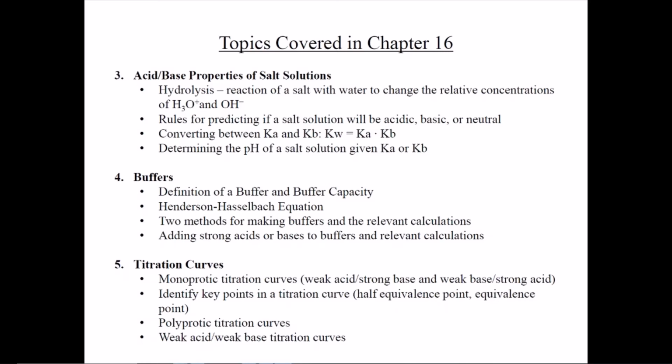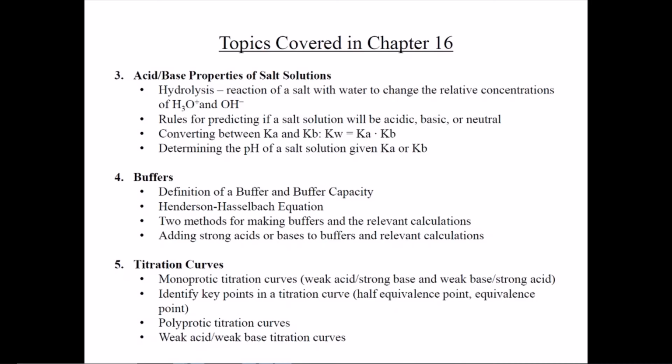Then we go into the next major section, which is buffers. And buffers are really important, both in terms of chemistry, but also in terms of biology. Almost everything in biological systems is buffered to some degree, and buffers are really important for regulating pH. So we learn how to derive the Henderson-Hasselbalch equation, which is a very convenient equation for working with buffers. It allows you to calculate the pH of a buffer in the context of just the pKa or the Ka and the concentration of the acid and its conjugate base. And then we look at some methods for making buffers and how to do those calculations, and we look at what would happen if you added a strong acid or base to a buffer and how to do those calculations.